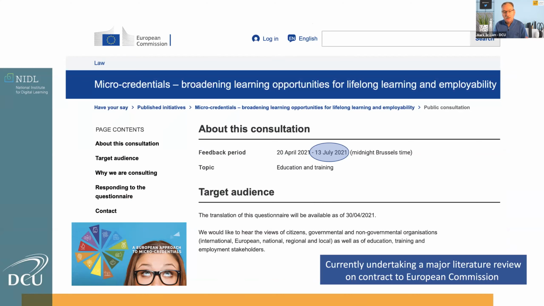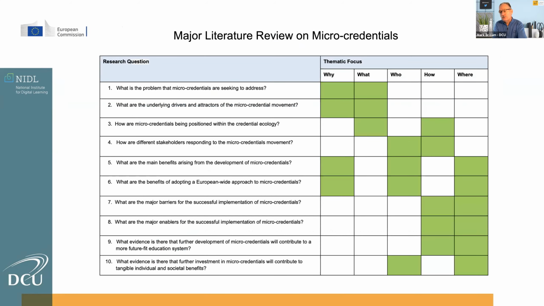So I want to spend most of this section of my talk on the work that we've done for the European Commission on contract, not only assisting with the analysis of the public consultation process that took place between April and July of this year, but also doing what was framed as a state-of-the-art literature review on micro-credentials. The literature review was framed around 10 questions. There's always a risk: the more questions you ask, the more you have to answer. And 5 focus areas or thematic areas: the why, the what, the who, the how, and the where of micro-credentials. That's the kind of matrix that underpins this piece of work.